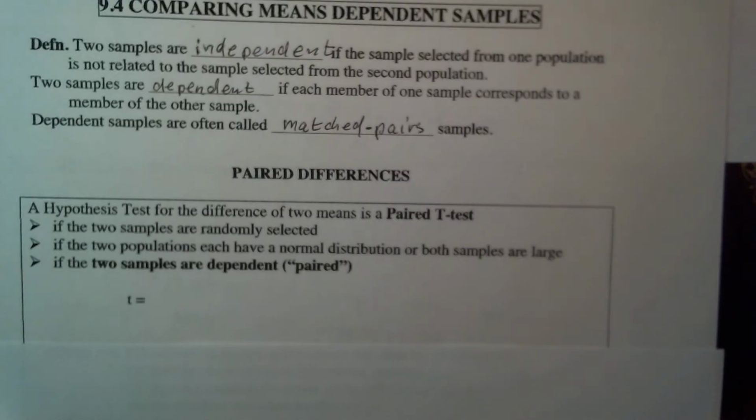So a hypothesis test for the difference of two means is a paired t-test. And that works if two samples are randomly selected, if both populations are normally distributed, or both samples are large, in other words, where n is greater than or equal to 30, and if the two samples are dependent, or also called paired.